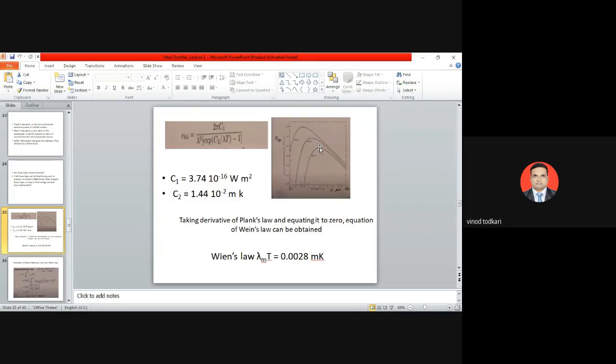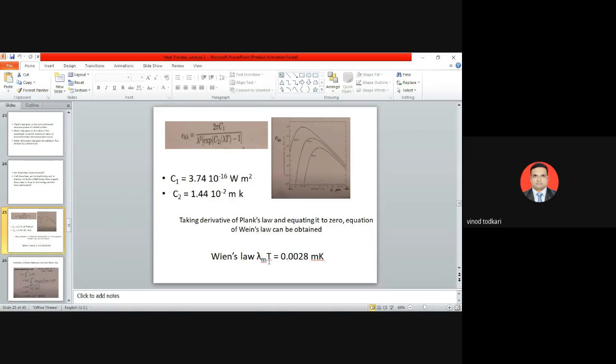Now, if you talk about this peak, this is the point at which E b lambda is maximum, the point at which monochromatic emissive power is maximum. This is the y-axis, this is the x-axis. So what is the concept for maxima? For maxima, we say dy by dx is equal to 0. So if I take the derivative of E b lambda with respect to lambda and equate it to 0, you will get Wien's law. So Wien's law can be derived starting from Planck's law.